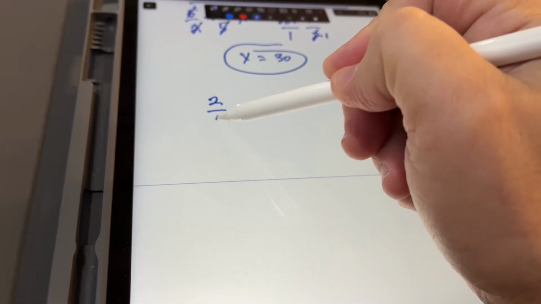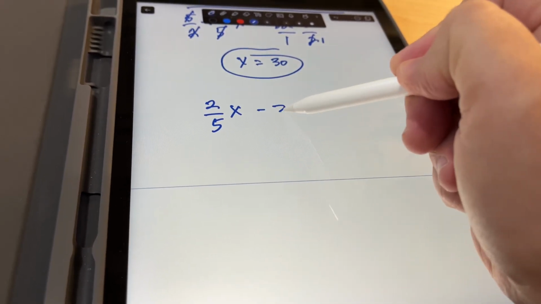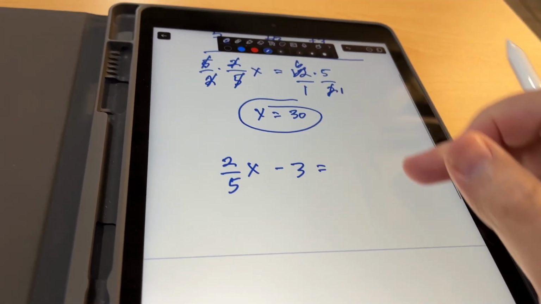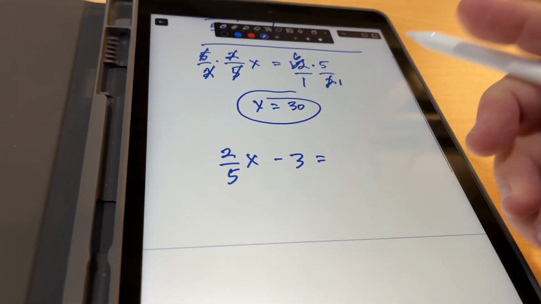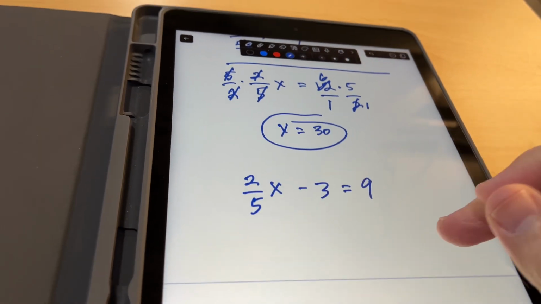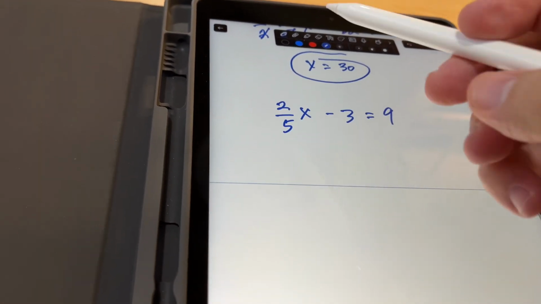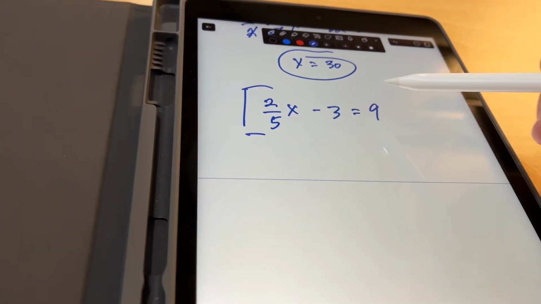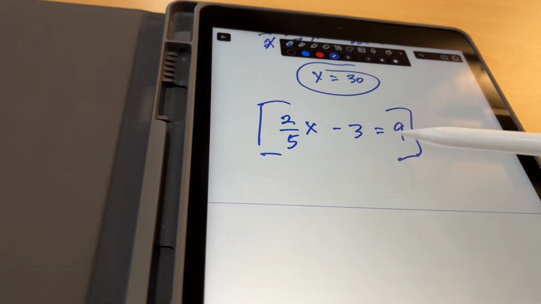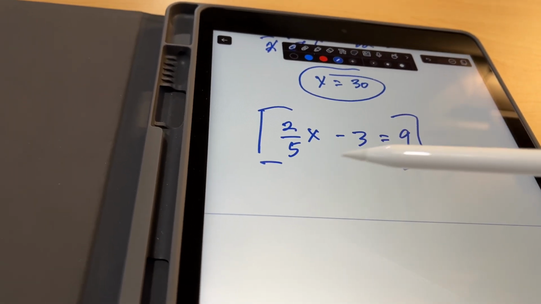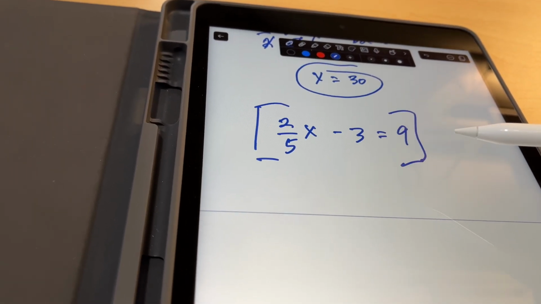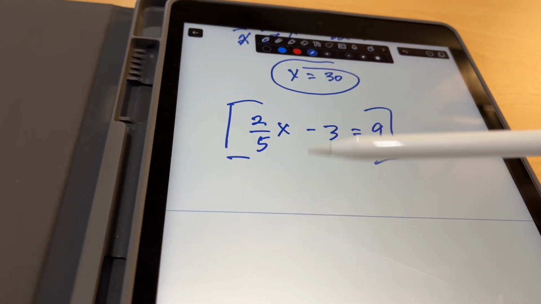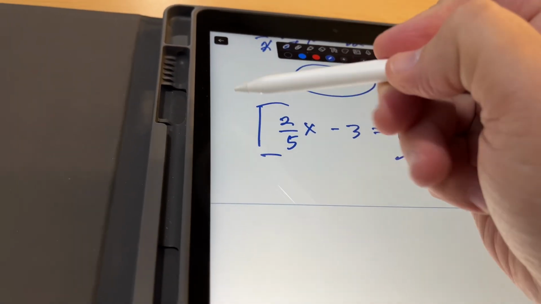Now, another way, personally, I like that way. That's probably what I would do. But just so you know, when you have a fraction in an equation, or multiple fractions in an equation, you can always multiply through by the least common denominator. Now in this situation, we only have one denominator, so that's it.